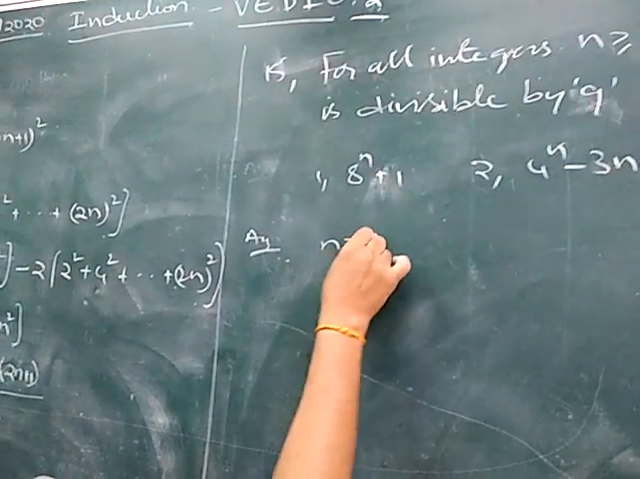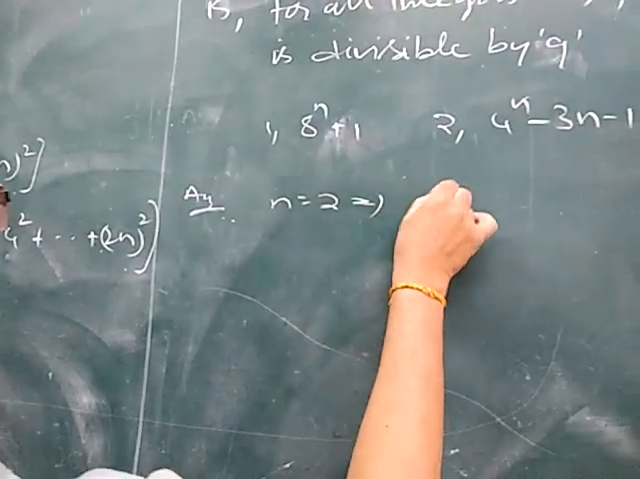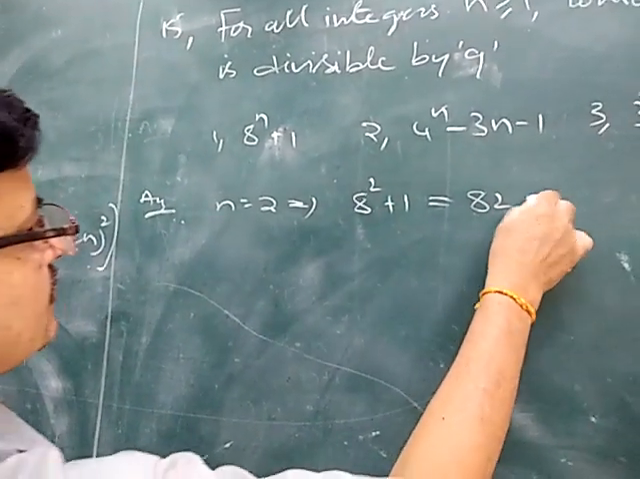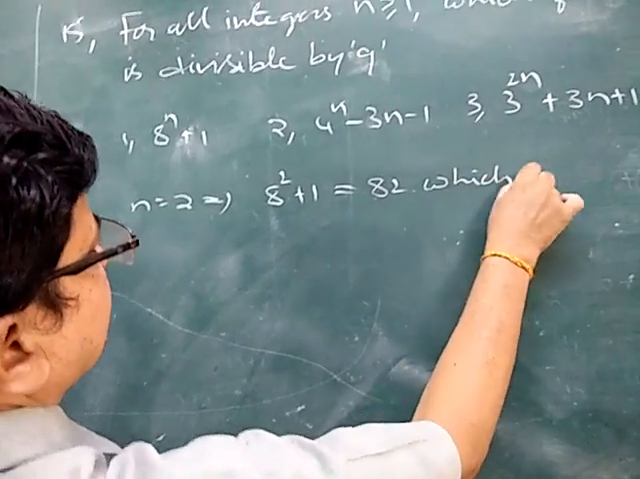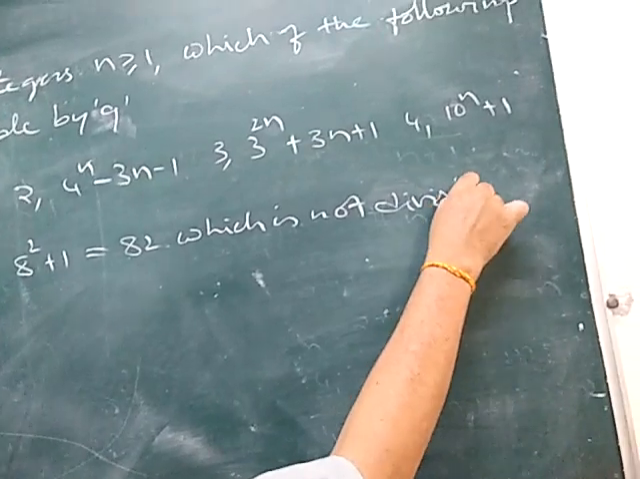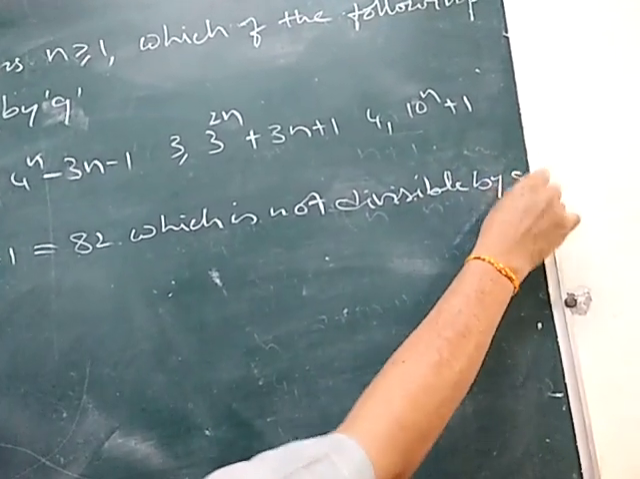When n is equal to 2, 8 square plus 1 is equal to 82, which is not divisible by 9.